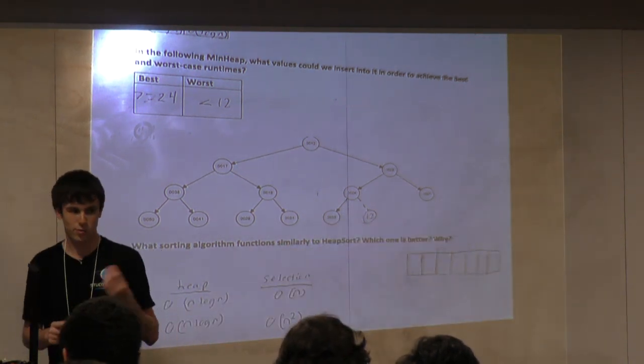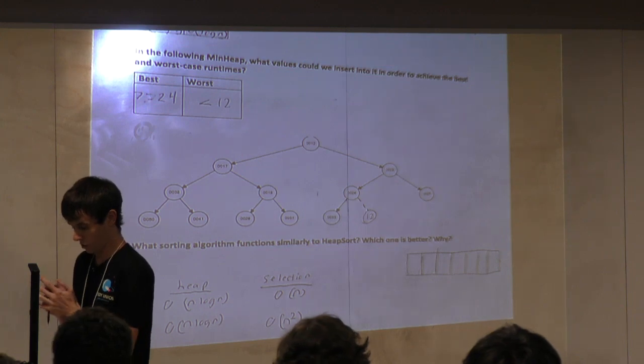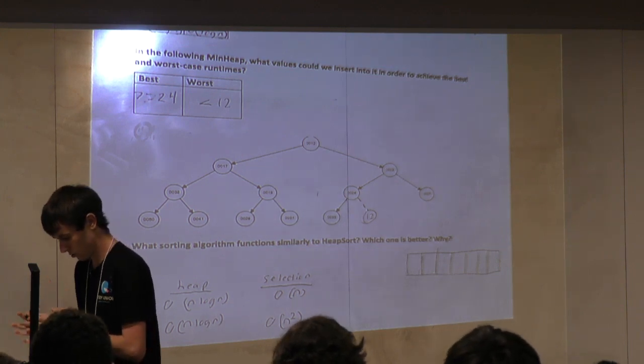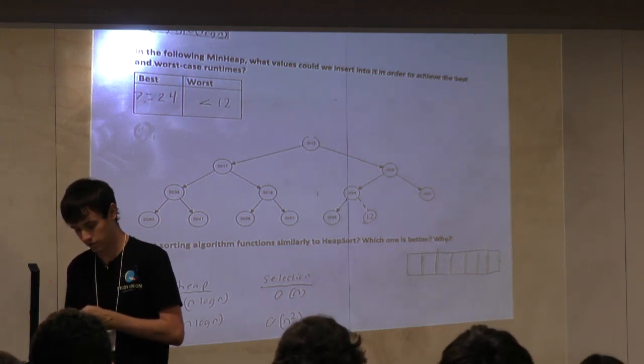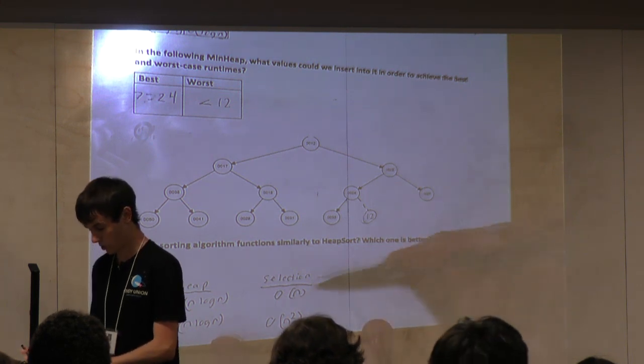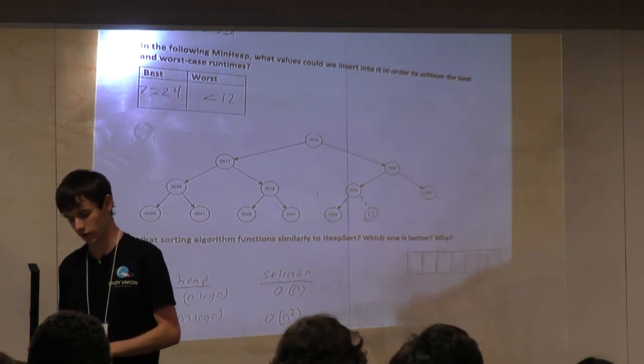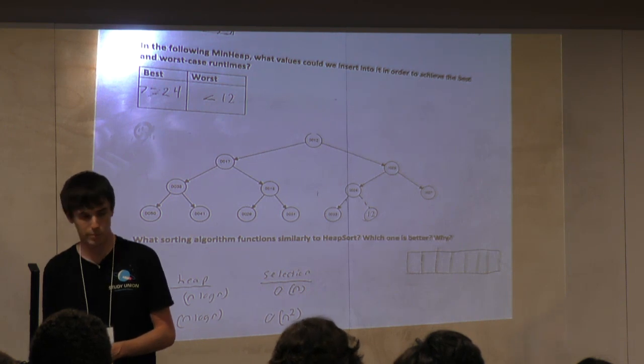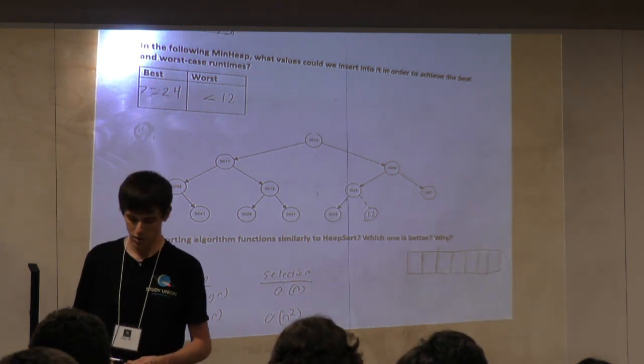Because no matter what, these percolations will always work out to our n log n. It can't really get any worse than that. So when we compare these, there's kind of a mix here, because order n could be better than our order n log n. Our selection sort can beat our heap sort.